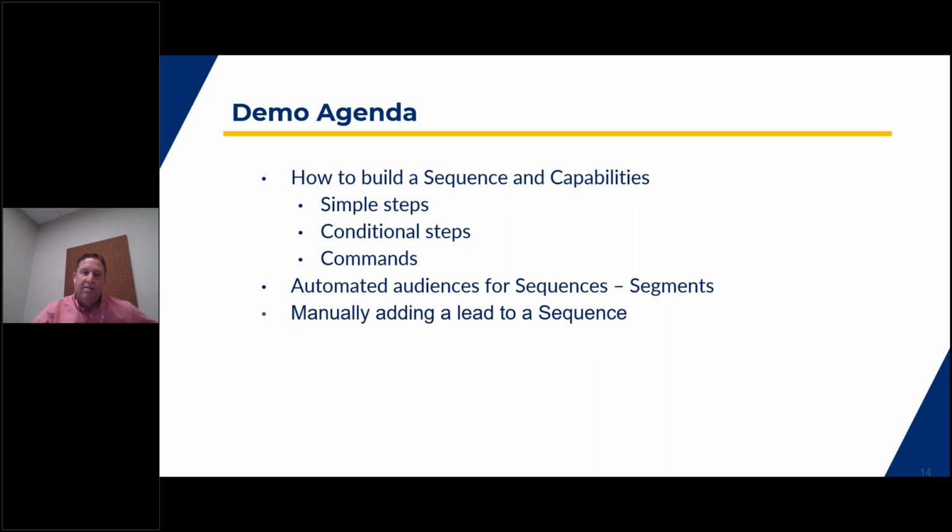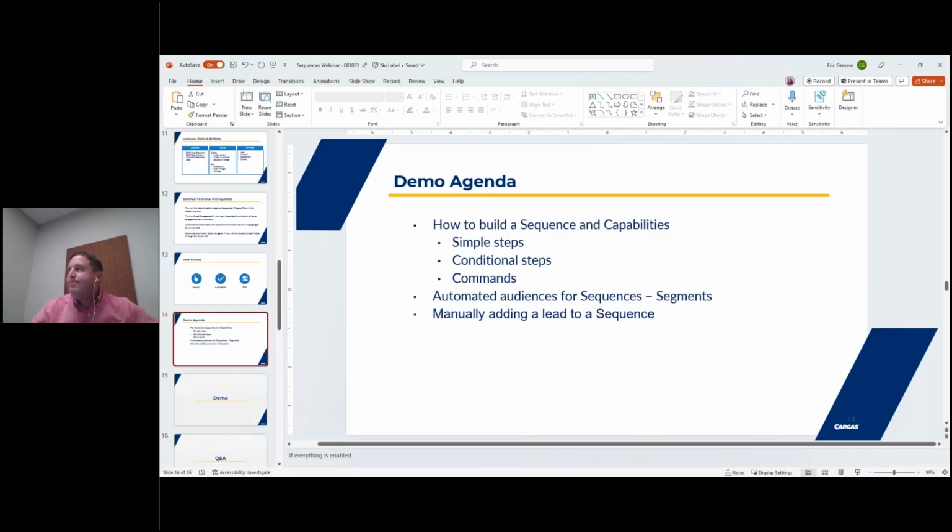And then, okay, great, you've built a sequence. How do I add these to audiences in a more automated way? And how do I manually add a lead to a sequence when I just want to one-off send somebody down a certain process path? Great, so let's get started.